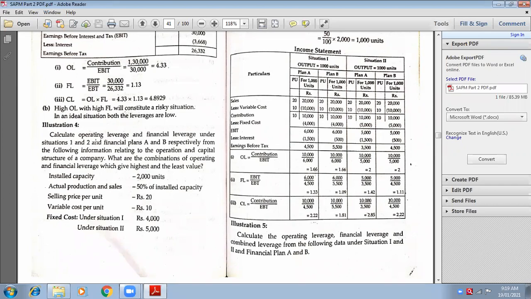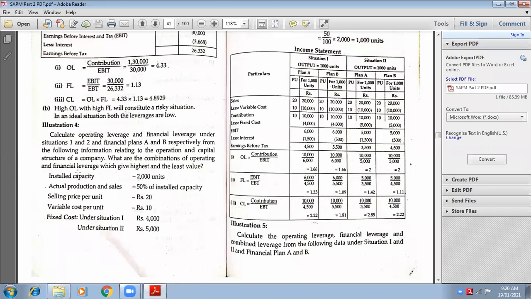See, calculate operating leverage and financial leverage under situation 1 and 2 and financial plans A and B respectively from the following information relating to the operations and capital structure of the company. What are the combinations of operating and financial leverage which give the highest and least value? Combination of operating leverage constitutes a risky situation and an ideal situation.